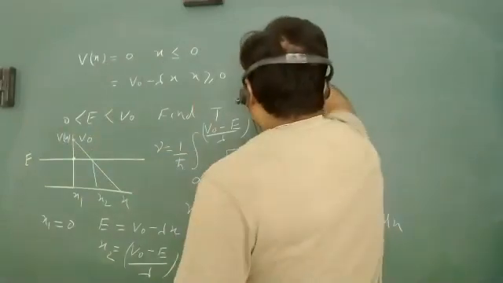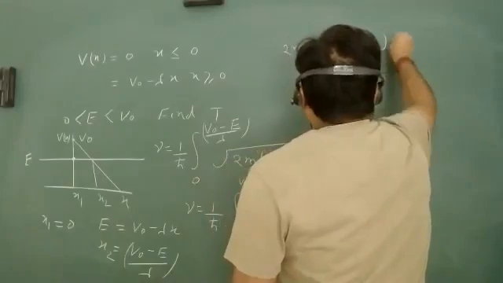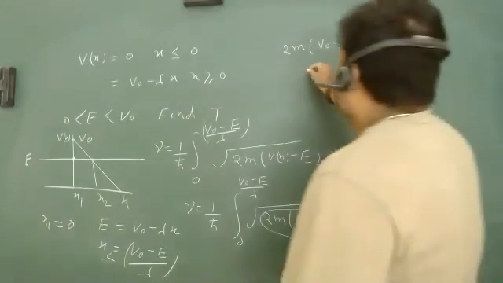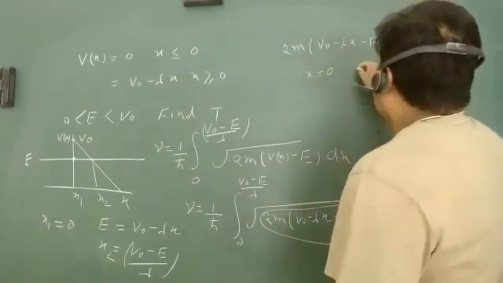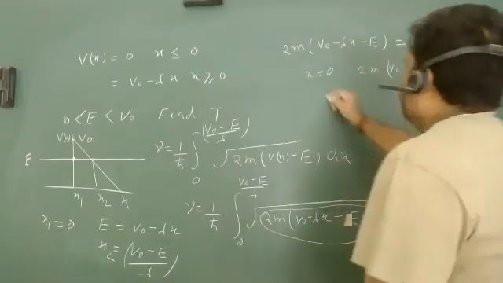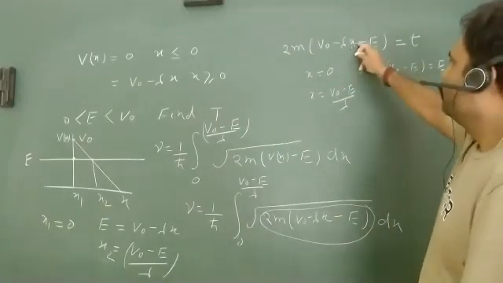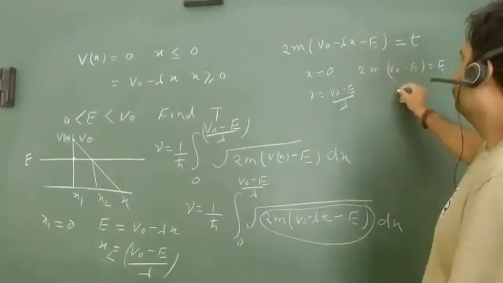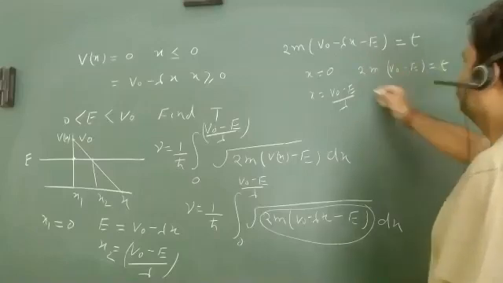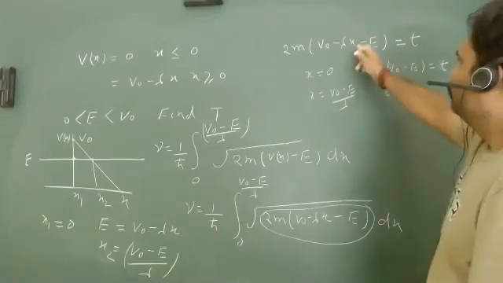So let's try to go for this integration. What you will do? You will just take 2m times V naught minus lambda x minus E, all of it I am taking as t. So when x is equal to 0, t is equal to 2m times V naught minus E. And when x is equal to V naught minus E upon lambda, lambda cancels, then t is equal to 0, isn't it? And what is the value of x?